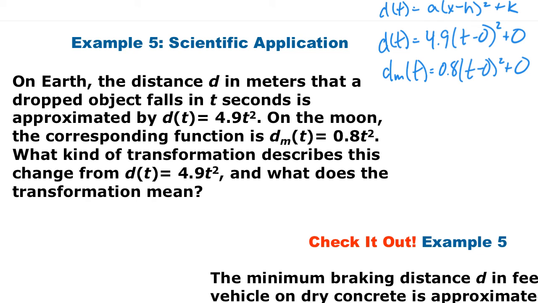In example 5, we're talking about things falling on the moon. We know that the moon has different gravity than on Earth. So the first thing I'm doing to compare these equations is to write out my vertex form. And if I write these functions in vertex form, it ends up looking like this. And I can see that the only thing that's different is my a value.